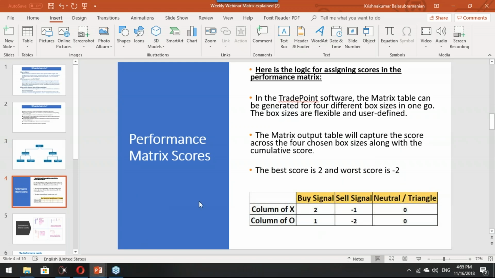So this again is an old slide which we had a look at last week. It briefly gives you the logic for assigning the scores. Plus two. Someone asked, what does minus two indicate? Minus two indicates we have a sell signal and we are in a column of O. So it is the worst possible configuration that we can think of. Worst as in the bearish configuration, and a buy signal and column of X is going to be the best possible bullish configuration.